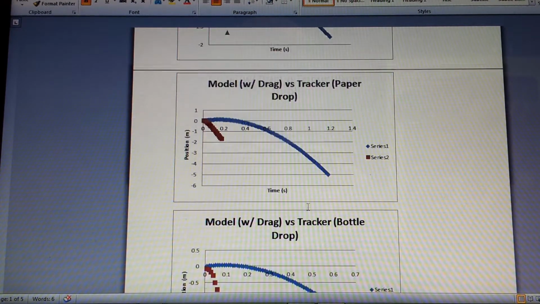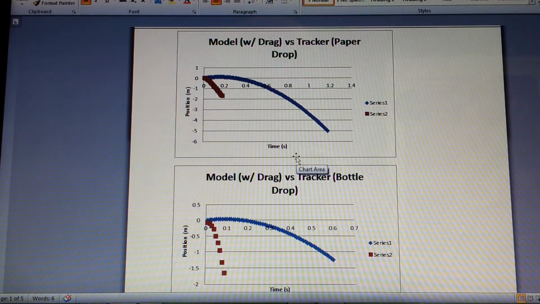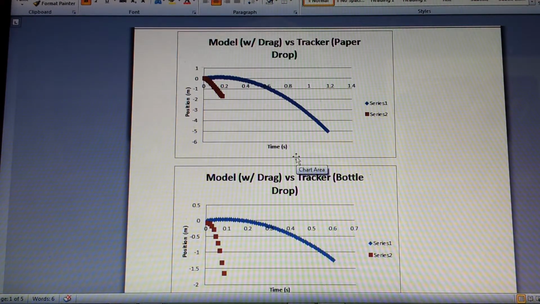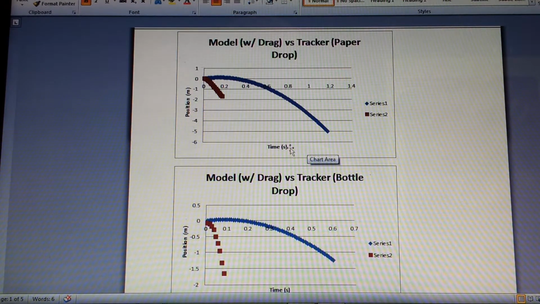The next two graphs showed the model with the drag, for both the bottle and the paper drop. The difference is clear, as the introduction of drag into the system both lessens the acceleration, as the curve is not as drastic, and lessens the total distance that the object covers, as the paper only covers 5 meters, and the bottle only covers 1.5 meters.